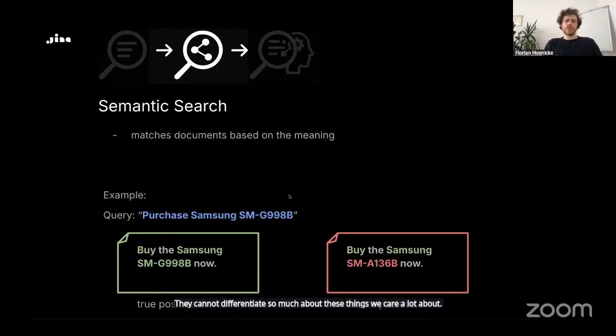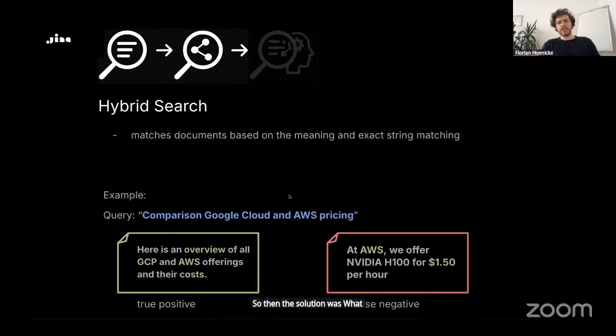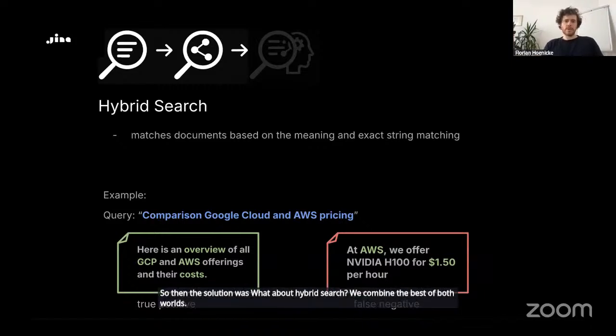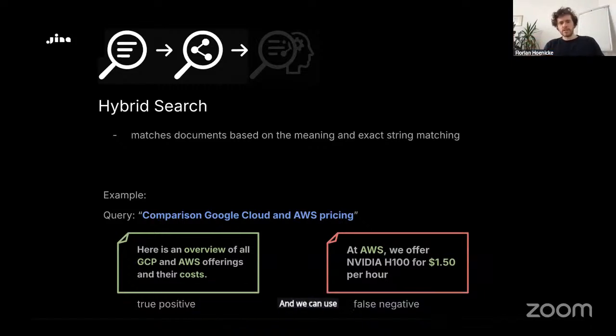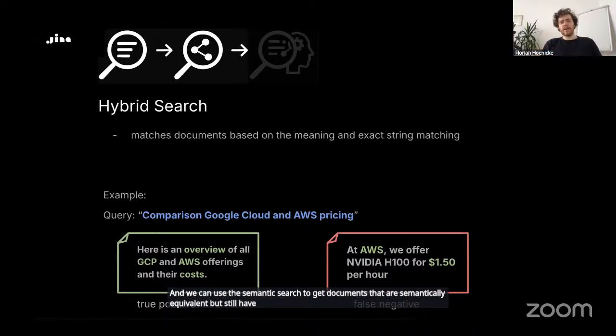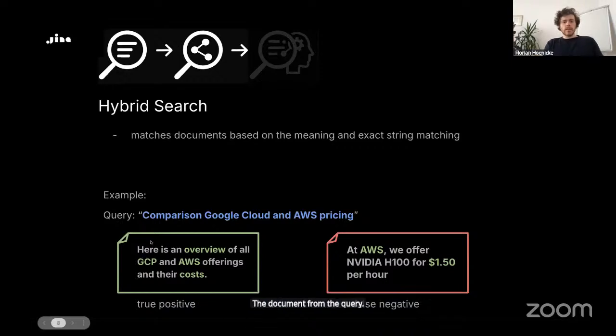So then the solution was, what about hybrid search? We combine the best of both worlds. We can use semantic search to get documents that are semantically equivalent, but still have identifiers defined, where some words really have to match between the query and the document. This also works great, but of course, we still see limitations.